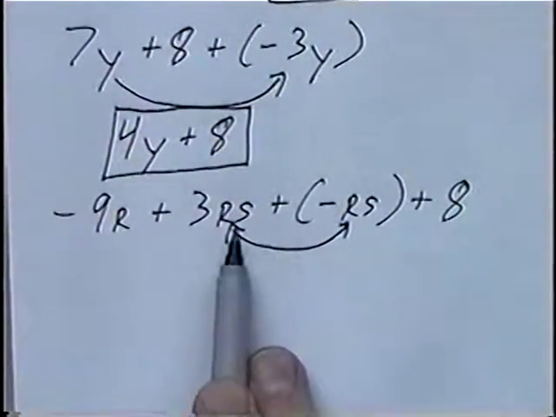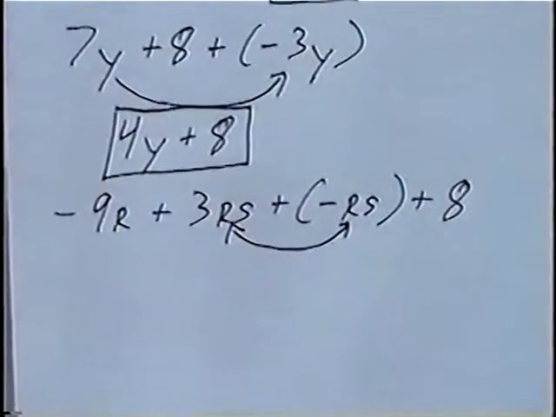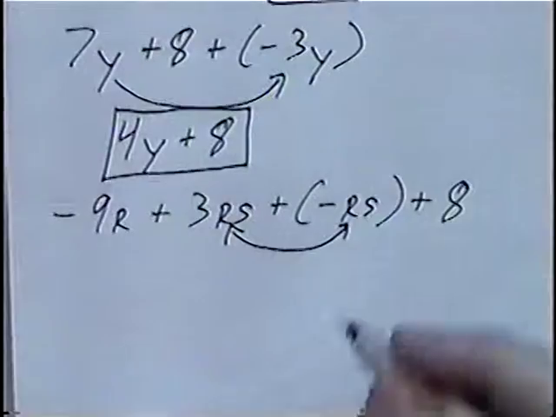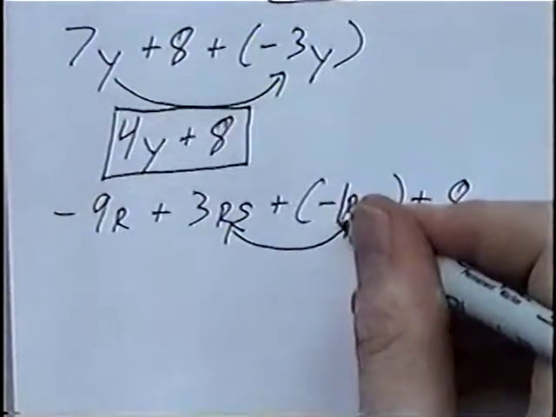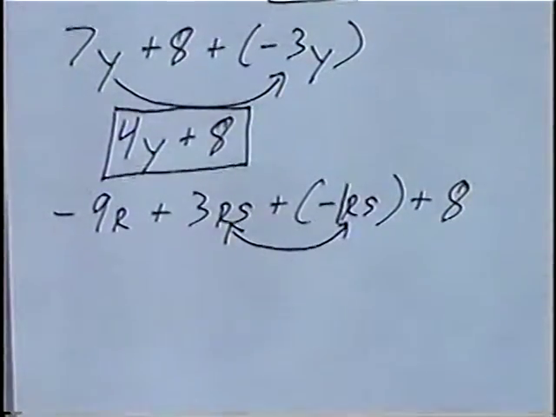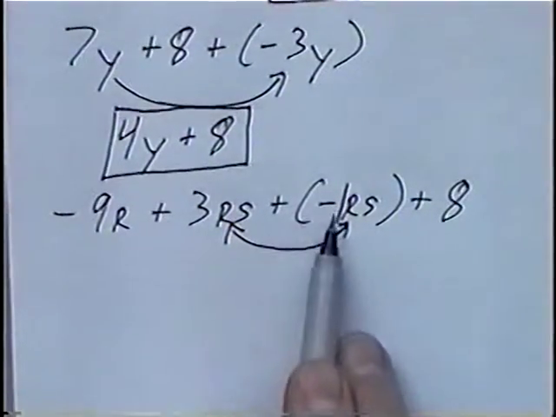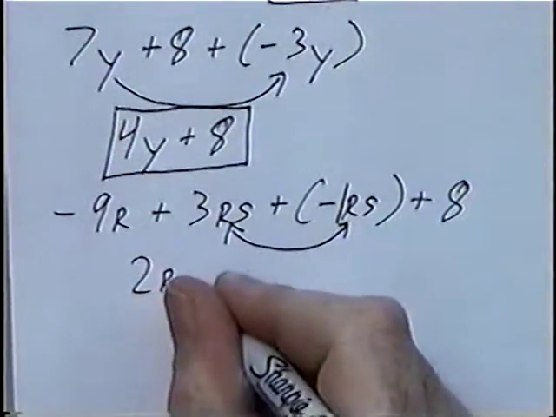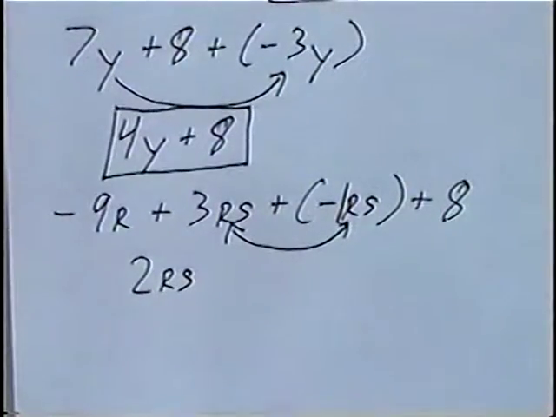In this case, 3rs plus a negative rs. There is no coefficient shown in front of rs, but if you want to, you can put a 1 in front to make that negative 1rs. And we combine them, it'll be 3 minus 1, which will be 2. And the variables, again, stay exactly the same.